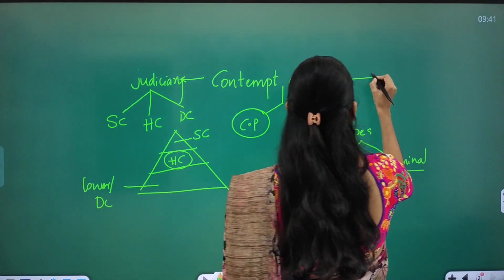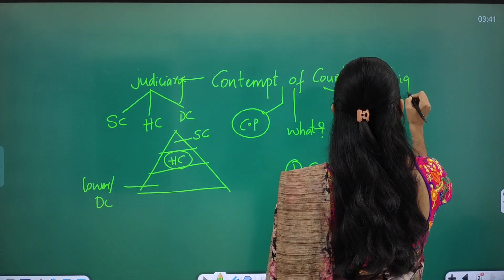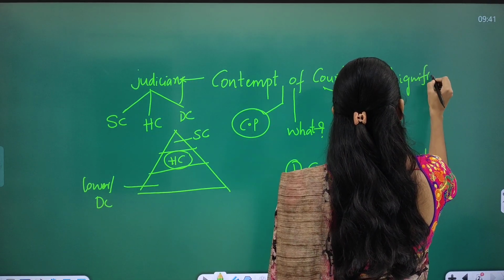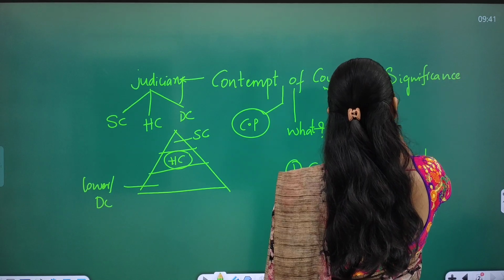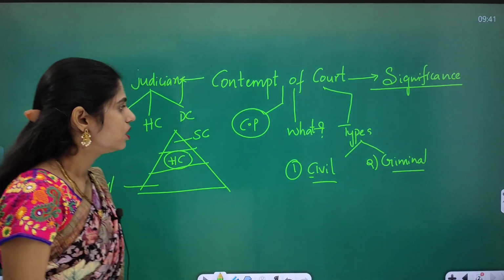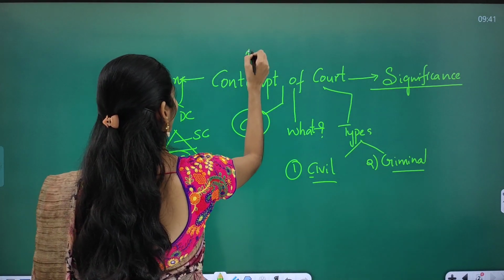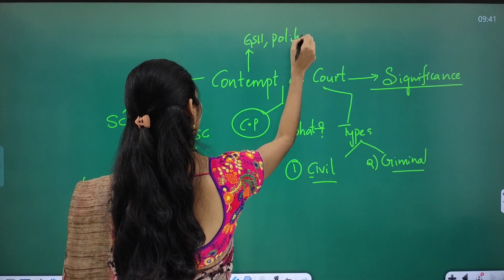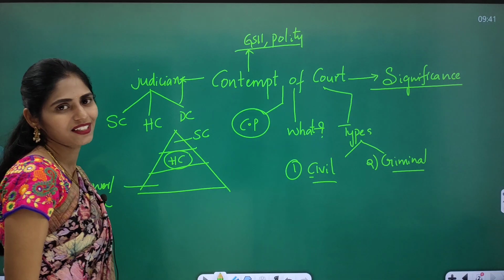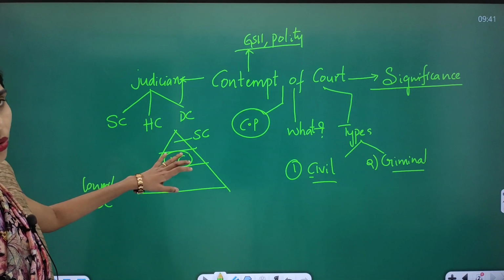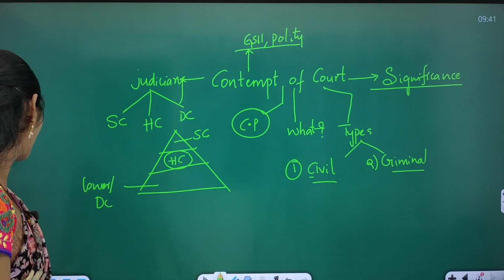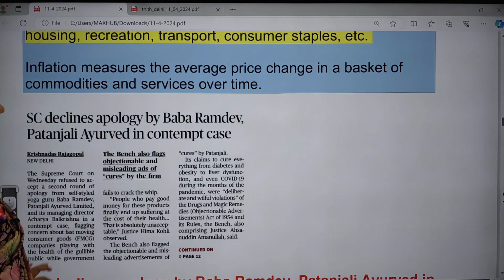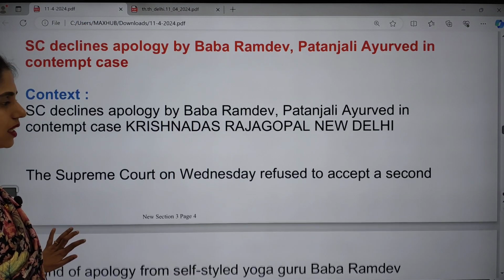And you have to see what the significance of contempt of court is. This topic is important only for GS Paper 2 under polity. We can't connect this topic with any other subject because this is solely related to our polity. Now let us see some important notes regarding this topic.